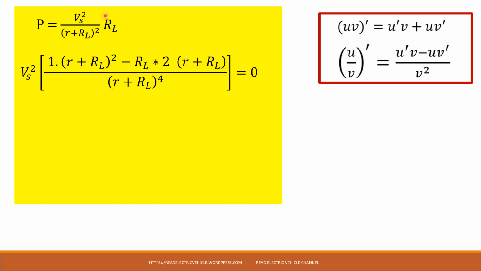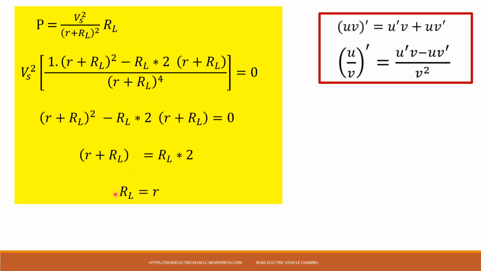So differentiation of RL will be 1 because we are differentiating the function with respect to RL. So 1 into V, V is this one. So it comes here as such, minus U is RL into V dash. So differentiation of this one is 2 times R plus RL divided by V square. So V is this one, square it, equal to 0. Let us simplify this one. So you will get the condition RL equal to R.